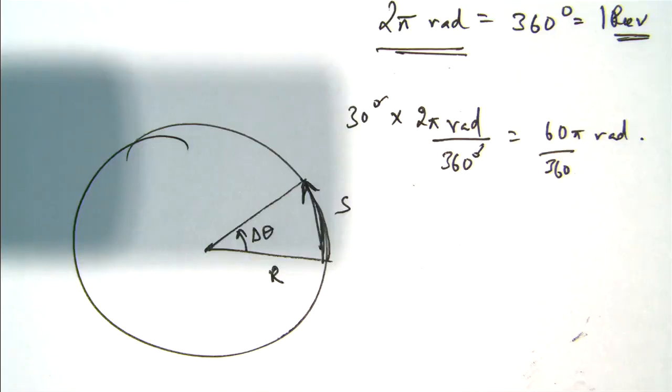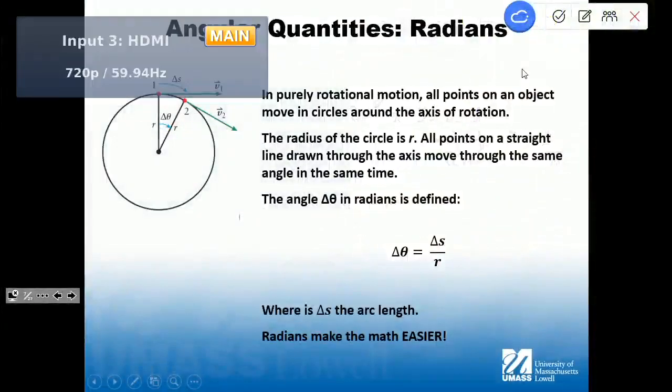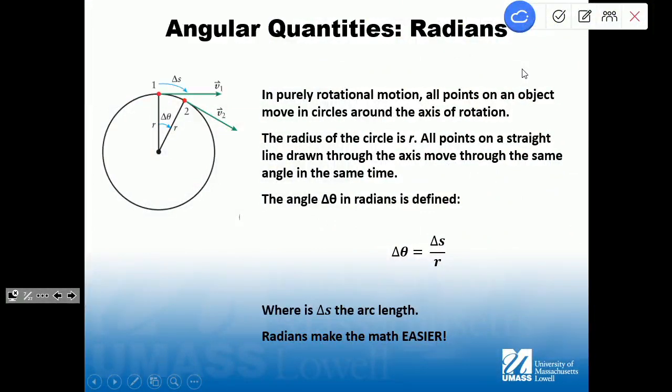Okay. So as delta theta gets larger, the arc length gets larger. And as R gets larger, the arc length gets larger for the same delta theta. Everyone with me? Okay. The fun part about using radians, and I use the word fun lightly, is that the angular displacement, that delta theta, if you measure it in radians, it is the ratio of that arc length to that radius.